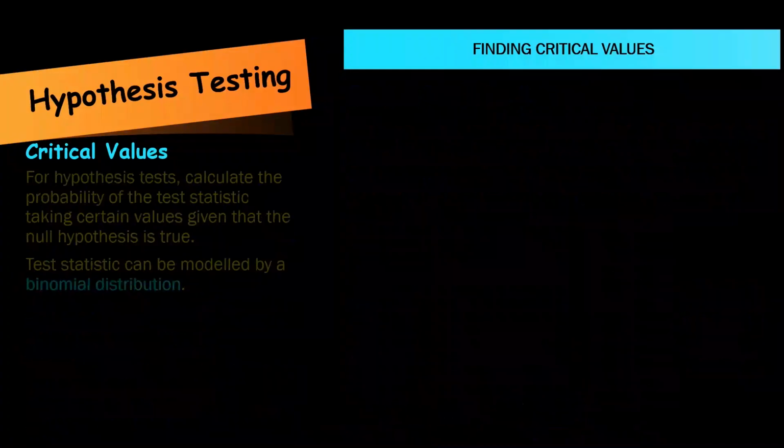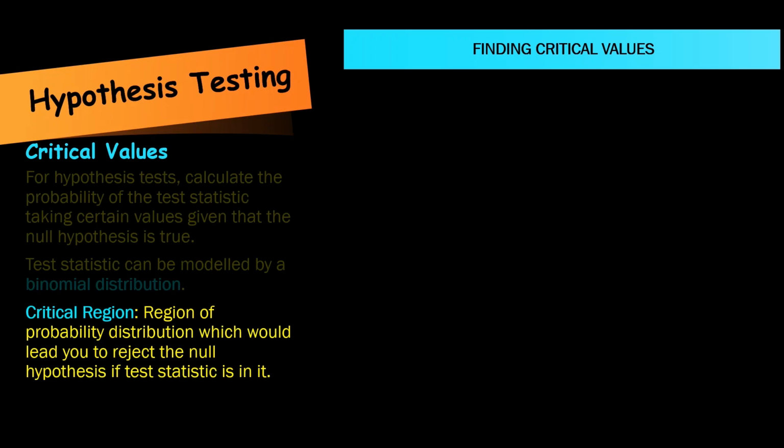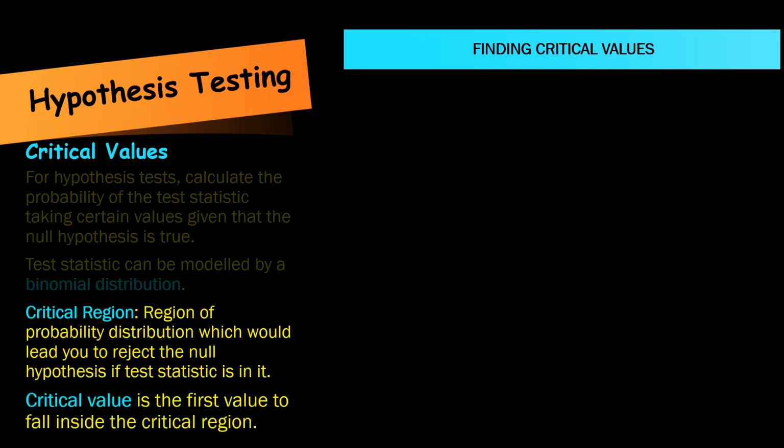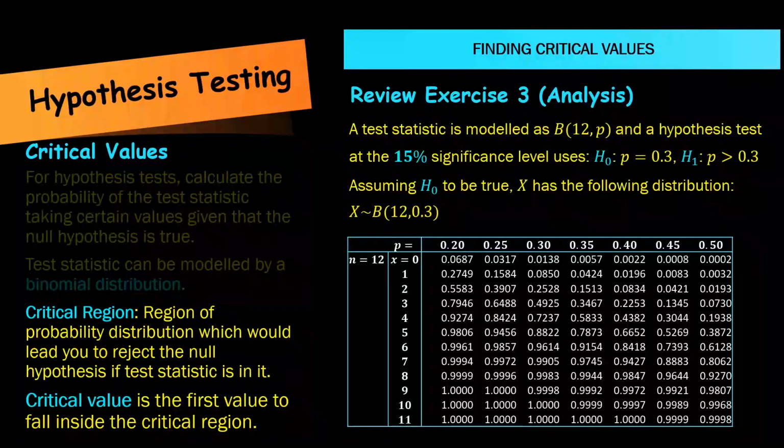Let's now take a look at the key points again. The critical region is the region of the probability distribution which would lead you to reject the null hypothesis if the test statistic is in it. And the critical value is the first value to fall inside the critical region. We're now going to take a look at the same example, but we're going to solve it in a different way, this time by using tables.